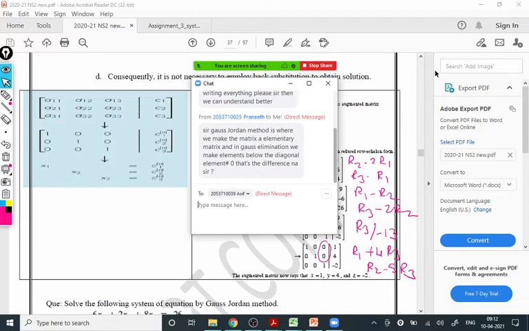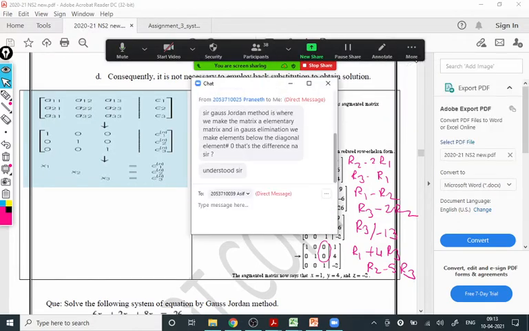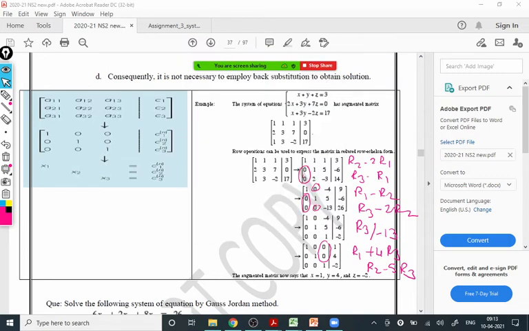Yes, Praneeth, I already told, in the Gauss elimination method, we make all elements below the main diagonal 0. Okay, that is the upper triangular matrix. And in the Gauss-Jordan method, we make below diagonal and above diagonal 0, and diagonal entries 1. That means we convert the coefficient matrix to the identity matrix. Is that clear? Okay, very good.